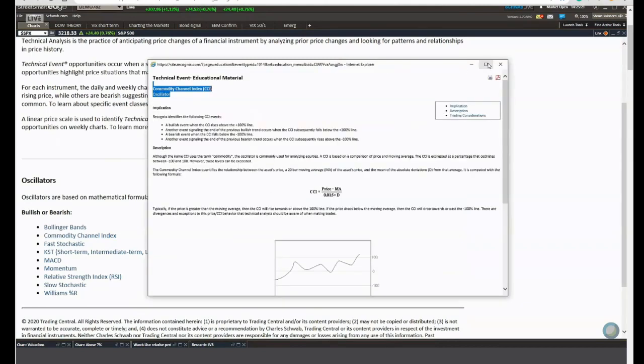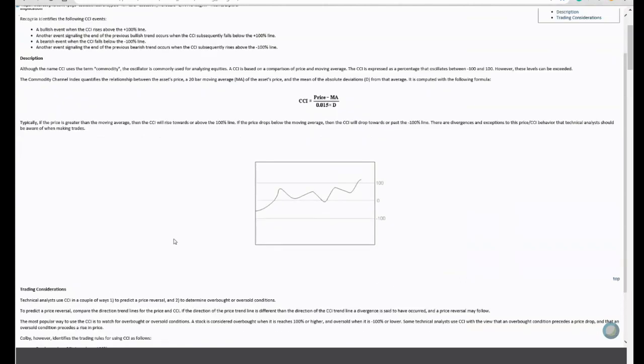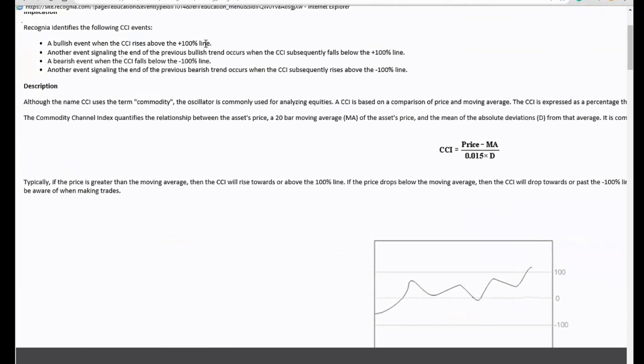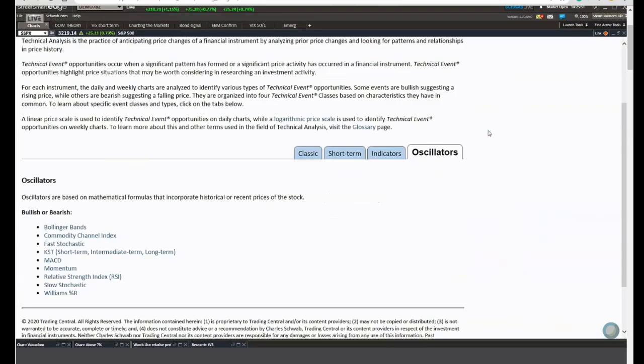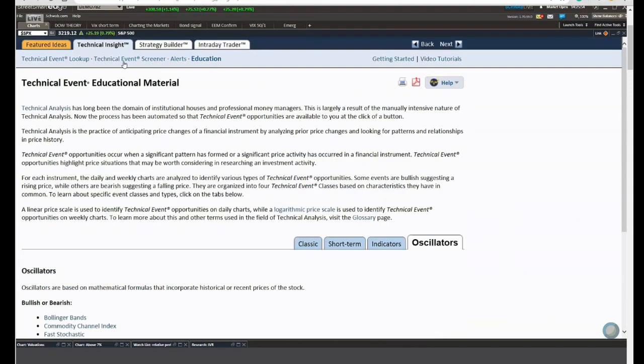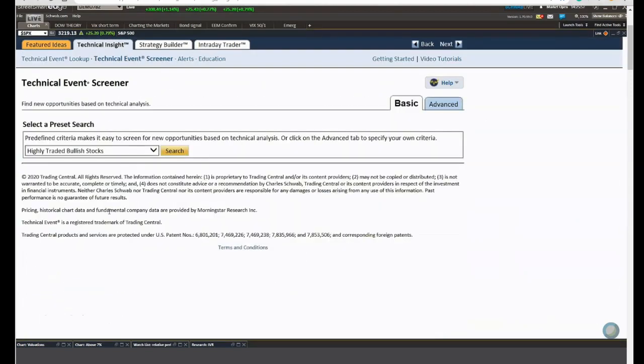It gives you the formula. Now, let me make this a little bigger. What signal do they use? They use the classic Donald Lambert signal. A bullish event occurs when the CCI crosses above the 100 line. A bearish event occurs when the CCI falls below the negative 100 line. Okay, so now you know how the signal is. So you can go back to the screener now that you know it, and you can get some signals based on that particular use of the CCI.